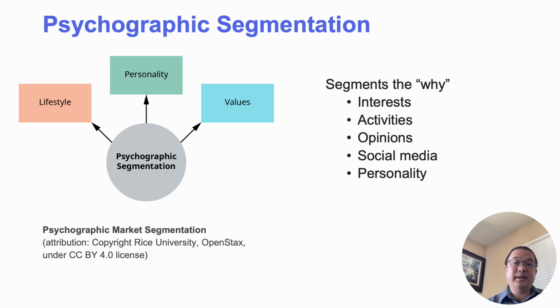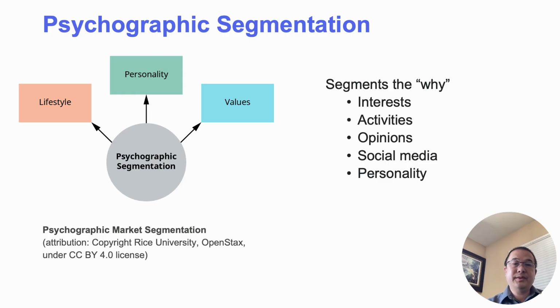Number 2, personality. Personality describes a person's characteristics or traits. As an example, Harley-Davidson appeals to customers who see themselves as adventurous and independent. Jeep markets to people who enjoy exploration and the outdoors.